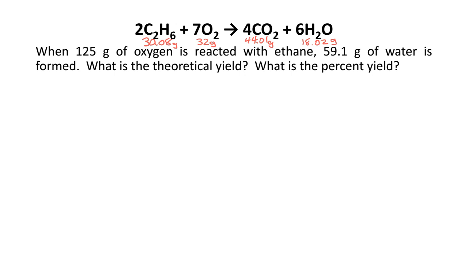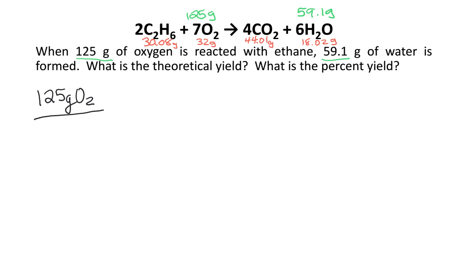Okay, you've turned back on the video. So let's go ahead. Once again, I like to put the amounts above each thing, and that's what tells me which one is for the theoretical yield and which one's the actual yield. So I'm starting out with 125 grams of oxygen. Okay, that's that one. And then 59.1 grams of water. Now, oxygen is a reactant, so that's what I'm going to use to do the theoretical yield with.